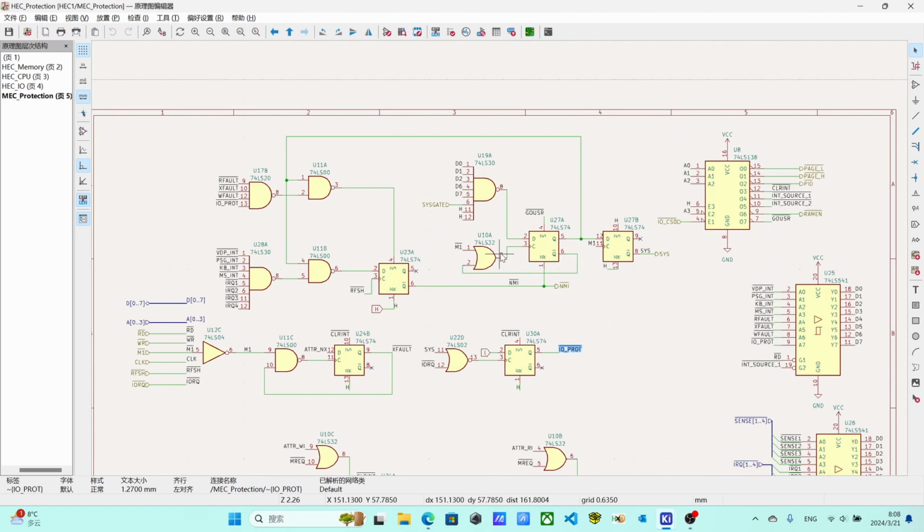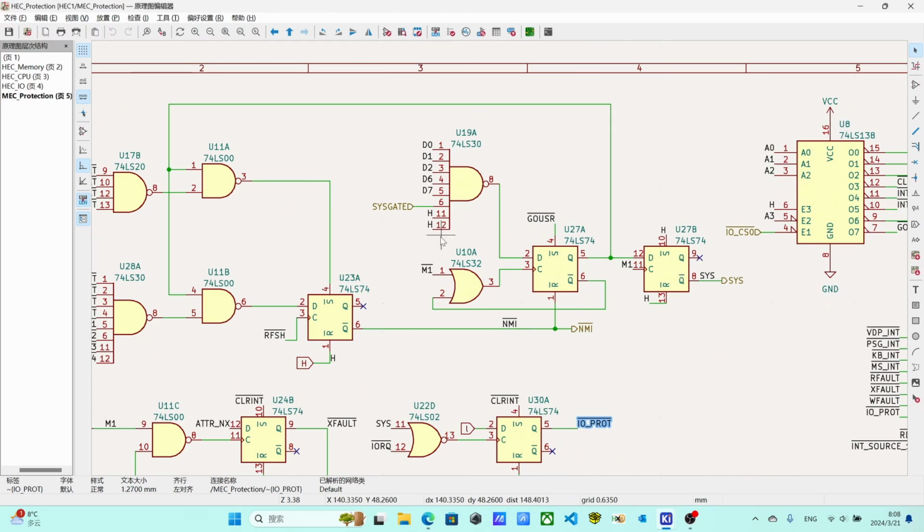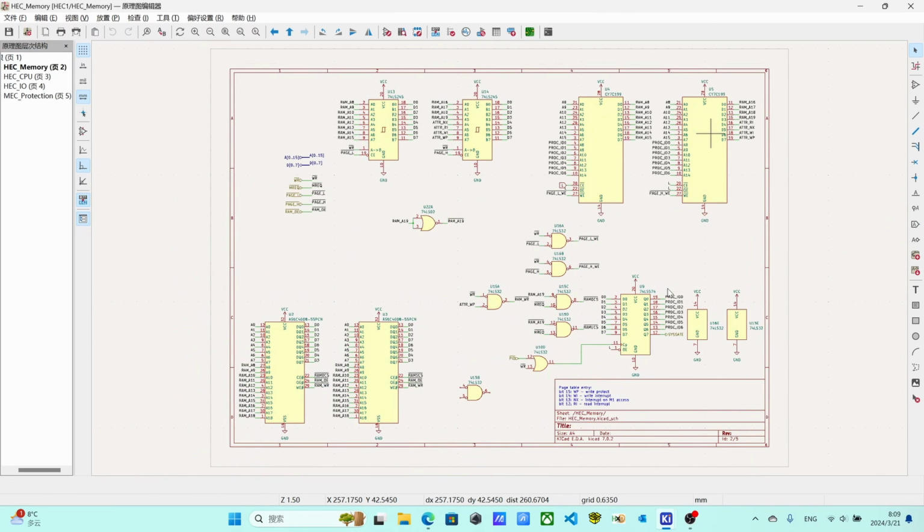A similar story also happens to this circuit, which generates the sys signal, which indicates whether the motherboard is in user mode or system or kernel mode. But I will leave the story of this circuit to another video because it's way beyond what I can cover in this quick and short video. Next, let's look at memory.